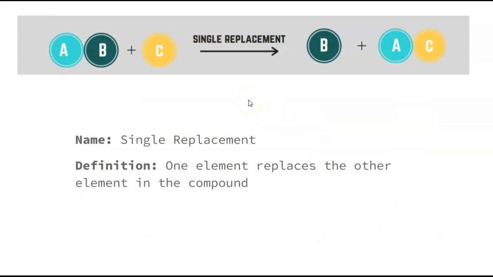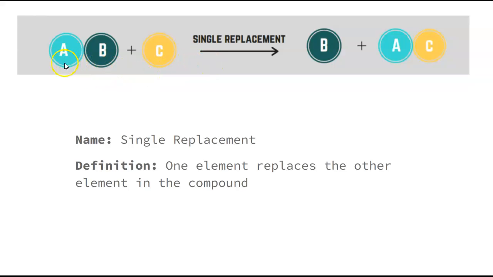The next type of reaction is called a single replacement. That word single just means one. And then replacement, literally, we're just replacing something. We're taking it and replacing it with something else or moving into something else. So a single replacement, and the definition is one element replaces another element in a compound.